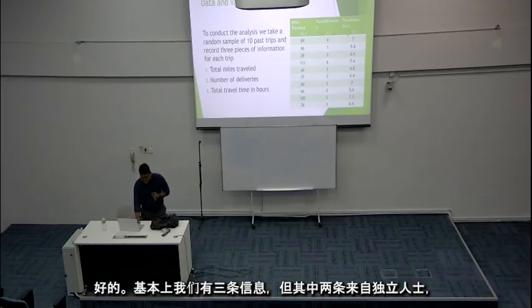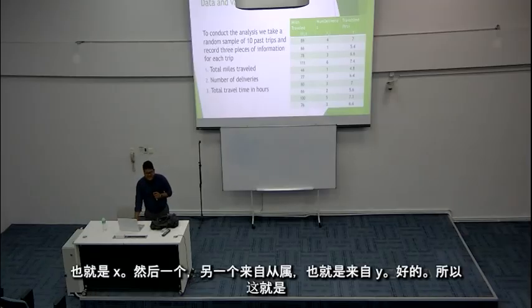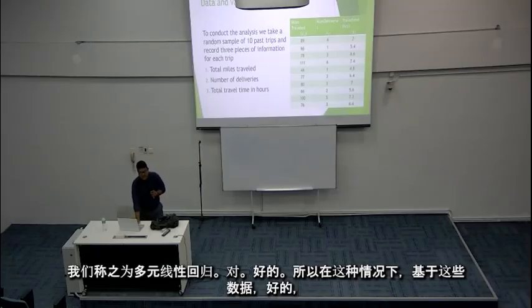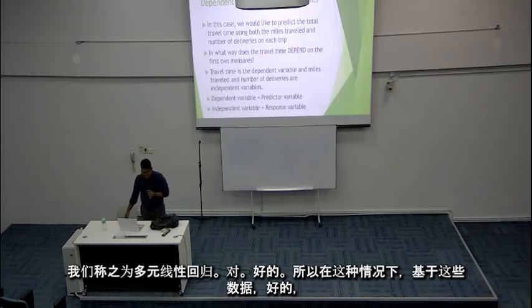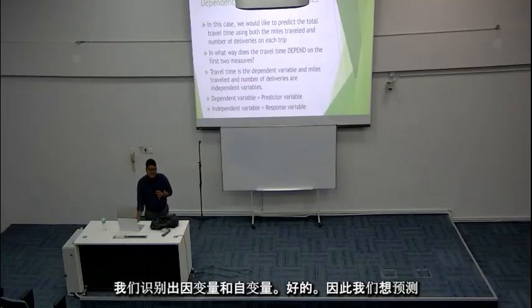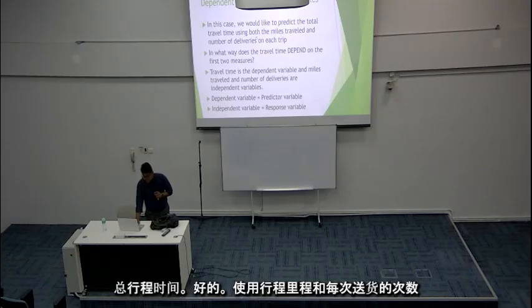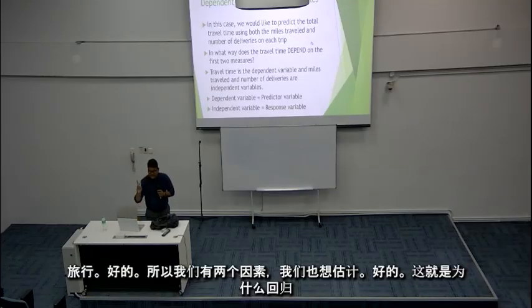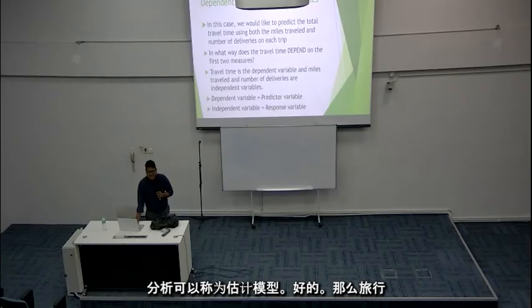So basically we have 3 pieces of information, but 2 are independent, which is x, and another one is dependent, which is y. This is what we call a multiple linear regression. Based on this data, we recognize the dependent and independent variables. We would like to predict the total travel time using both the miles traveled and the number of deliveries on each trip. So we have two factors, and we want to estimate. That is why regression analysis can be known as an estimation model.